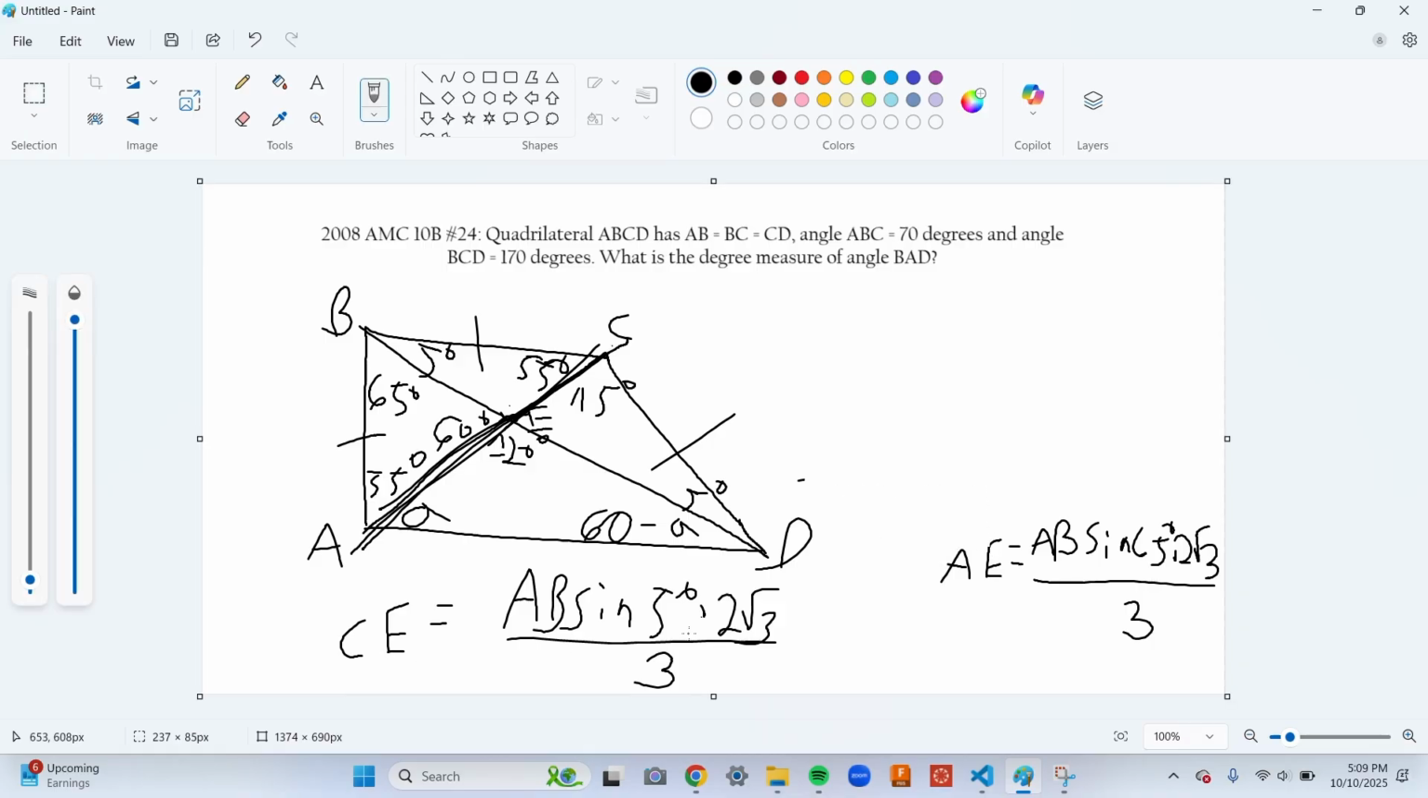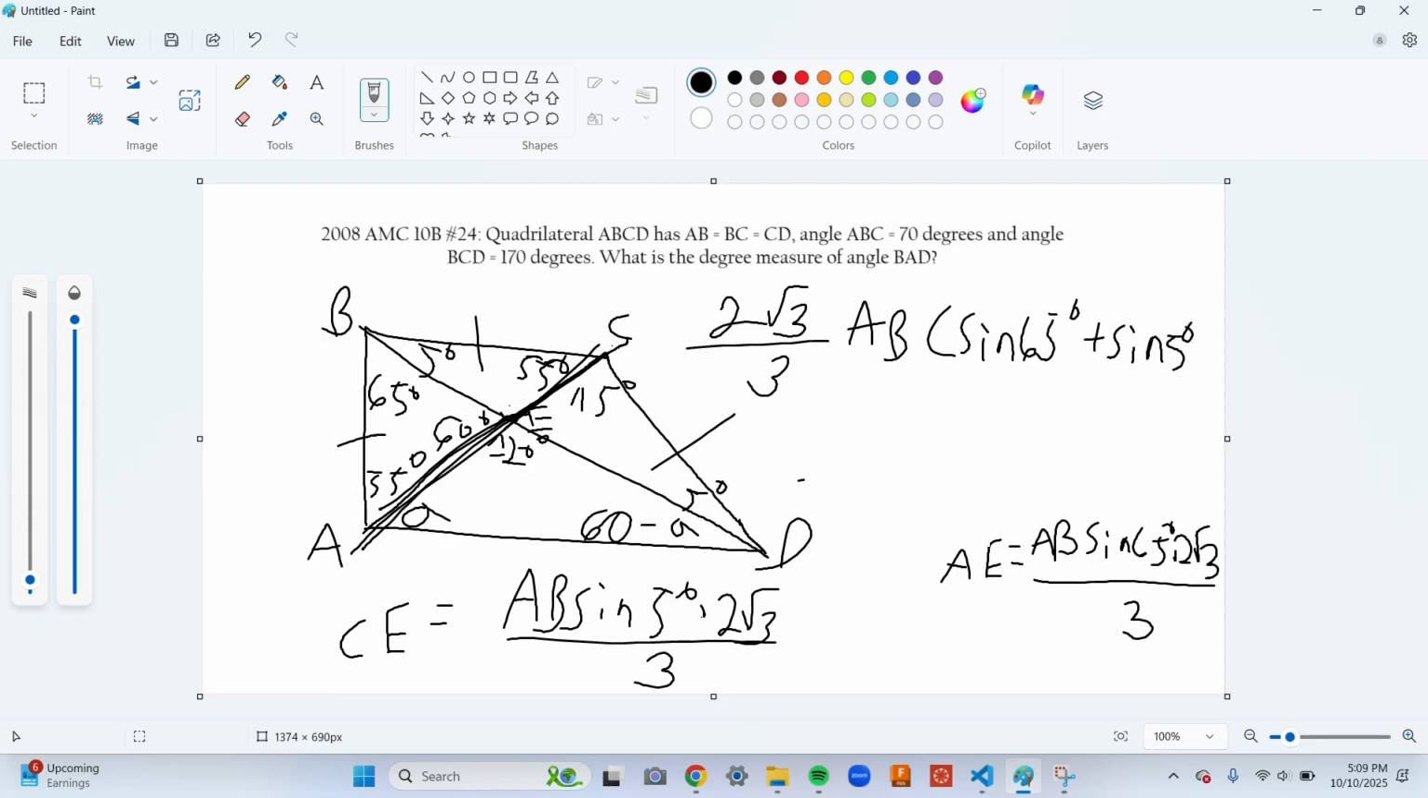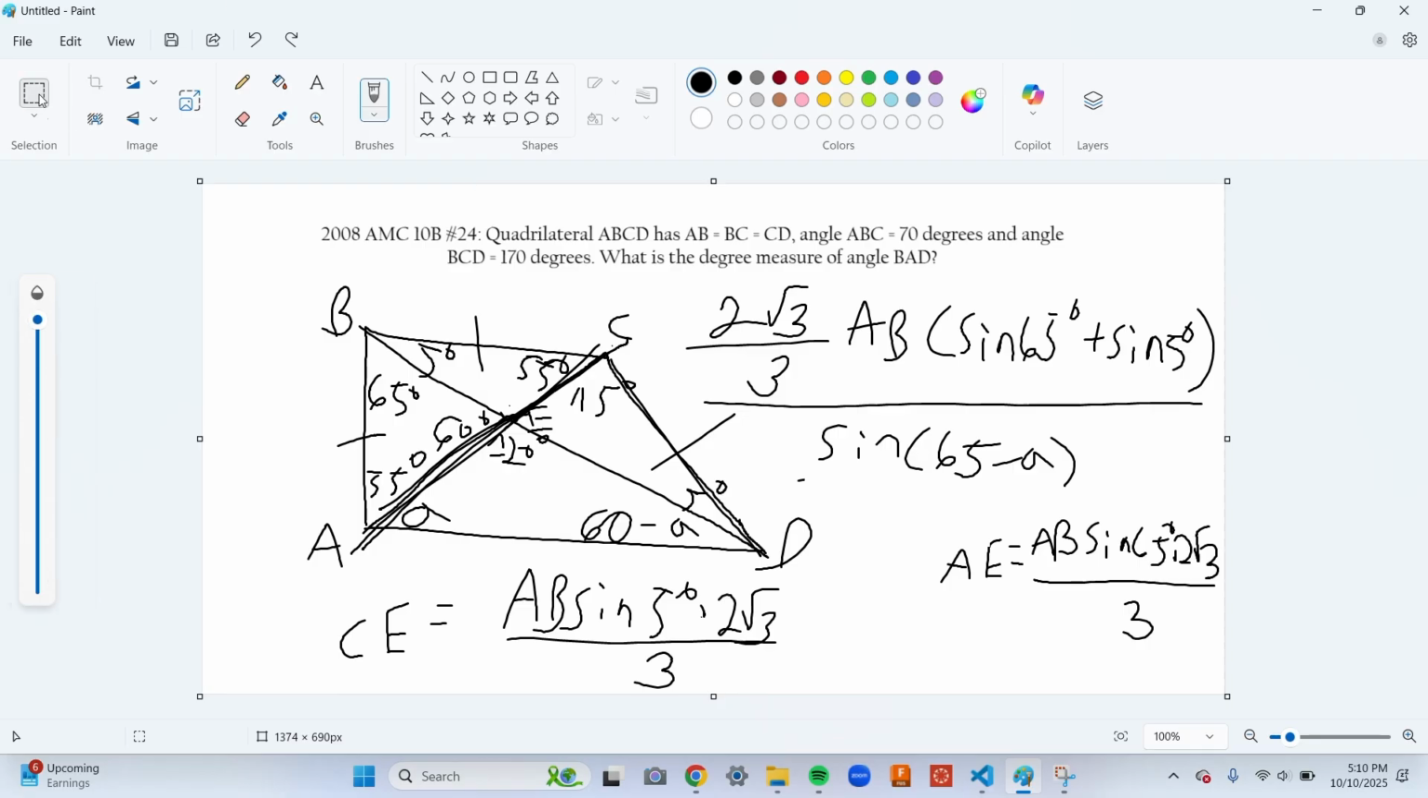So now AE plus CE equals AC. So that means that AC is going to be equal to 2 root 3 over 3 times AB, and then we'll have sine 65 degrees plus sine of 5 degrees. And then we'll divide this by sine of 65 minus alpha. Okay, and then by law of sines, that's just going to be equal to CD over sine alpha. But CD is the same length as AB, so we can just replace it with AB.